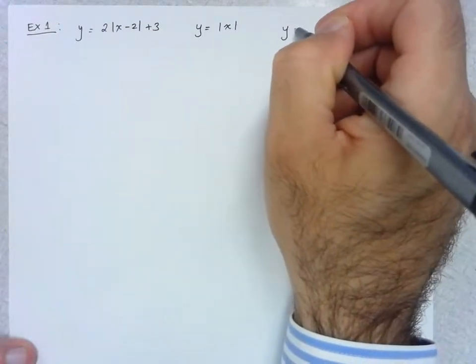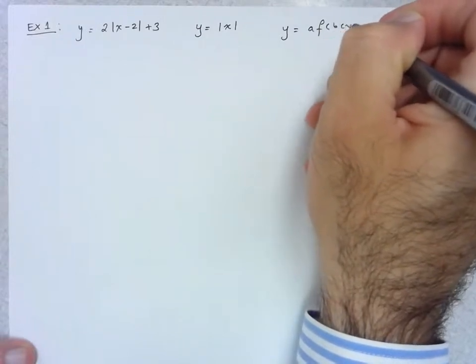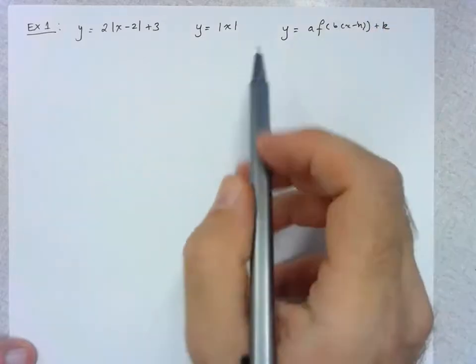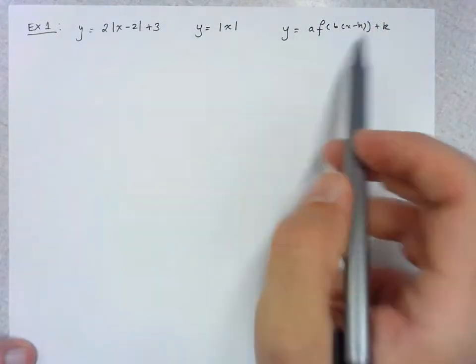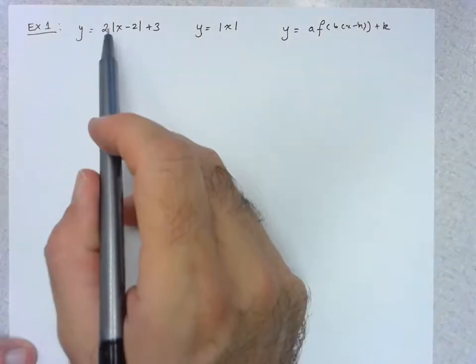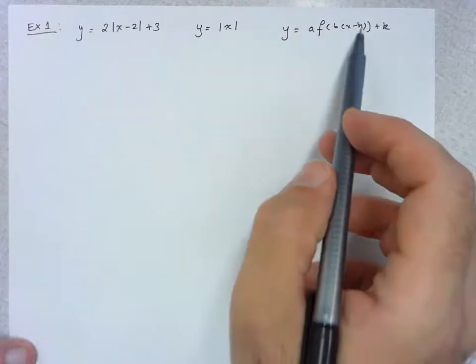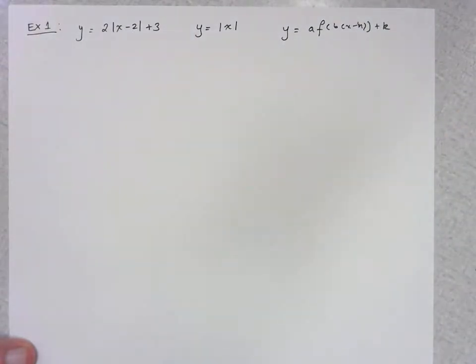So if we think of our general transformation a f b times x minus h plus k, we realize that the a value, the vertical stretch, is 2. We see that the b value, well, there's no coefficient for the x, so the b value is just equal to 1, so no effect there. Our h is 2, and our k is 3. Okay, so let's go ahead.